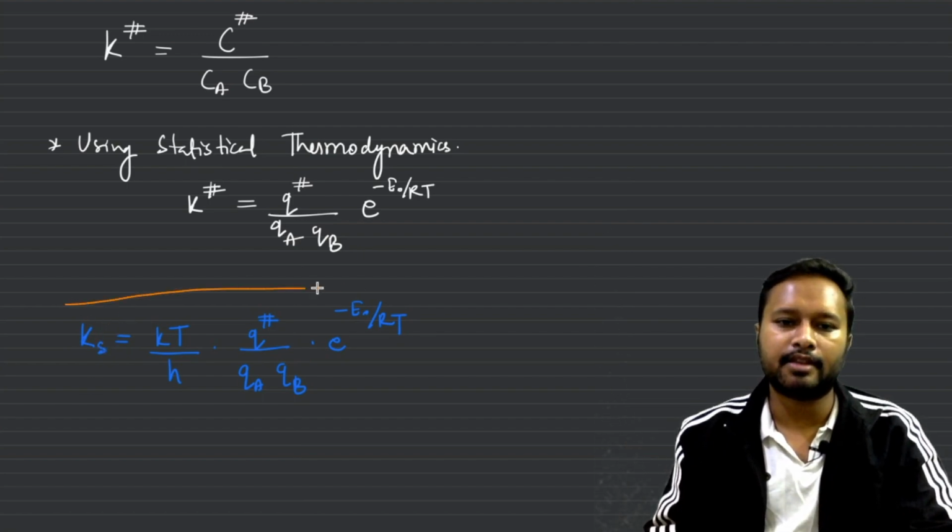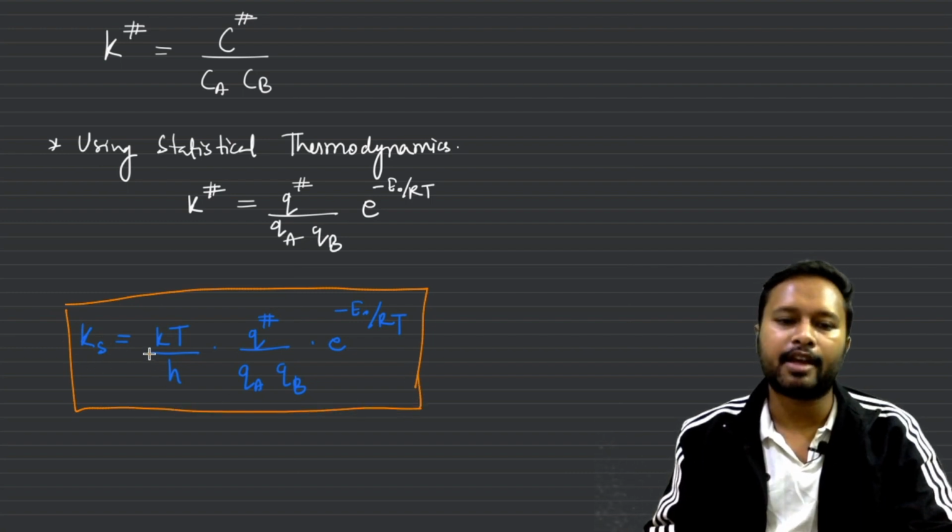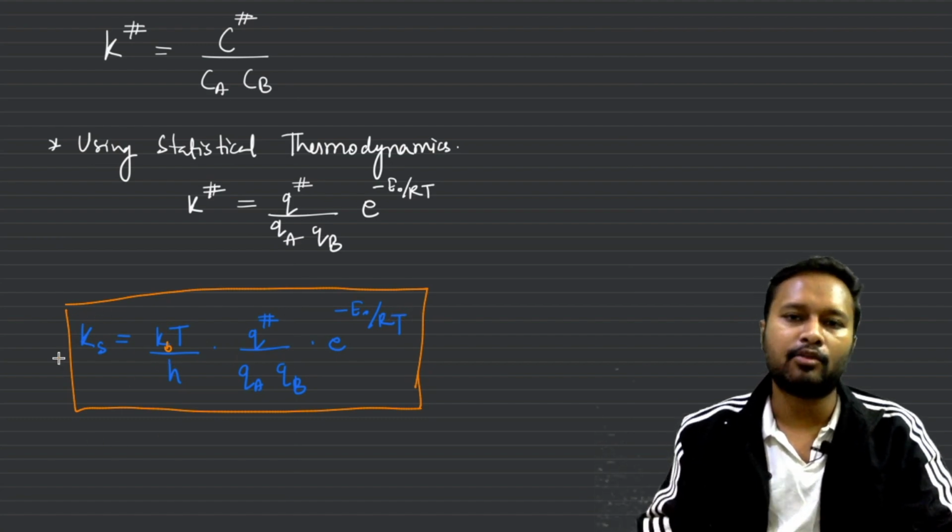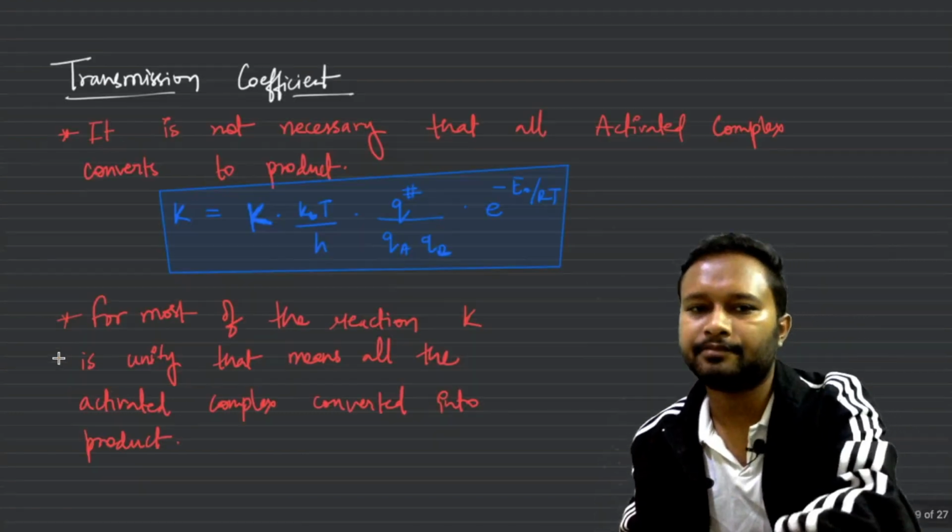Now here you can see that this is the final equation for calculating the rate constant of the overall reaction. It equals k_B T over h, where k_B is your Boltzmann constant, T is the temperature, h is your Planck's constant, times Q# upon Qa Qb, e to the power minus Ea upon RT. So that's the overall rate constant for the reaction.